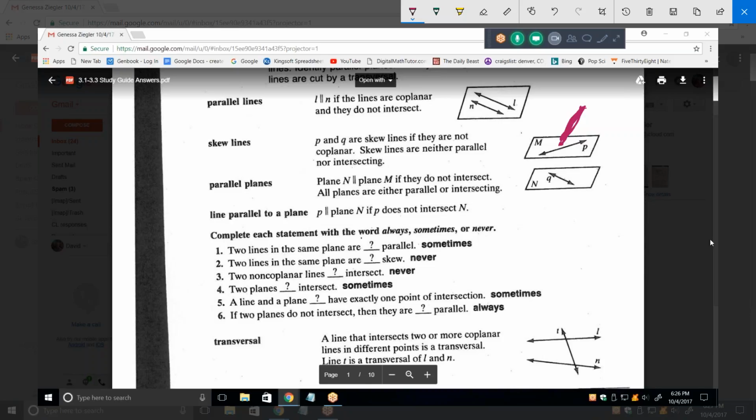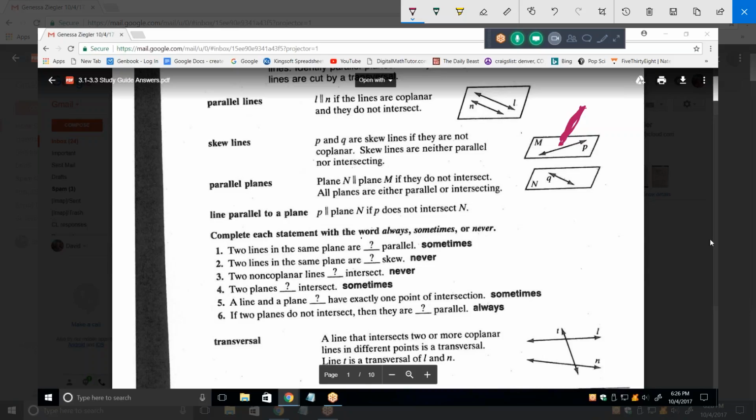Plane N is parallel to plane M if they do not intersect, similar to lines. All planes are either parallel or intersecting. If you had 2 planes of glass, you could set them up so that one was parallel to the other and they would never intersect, but in any other arrangement, those panes of glass are eventually touching one another. That's why all planes are either parallel or intersecting.